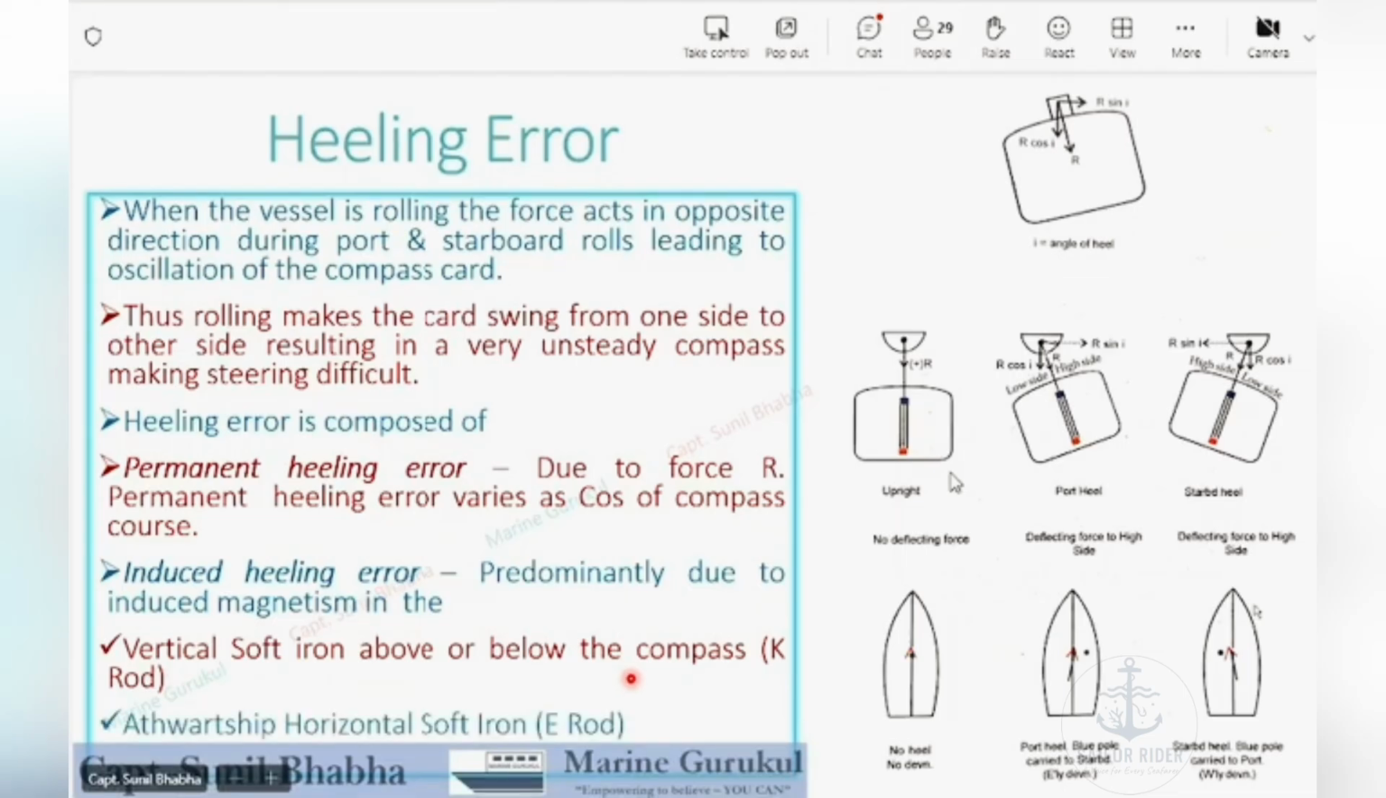The second structure which can generate induced heeling error is the athwartship horizontal soft iron. That is basically the athwartship beams or transverse beams on the ship. So this is also known as an E rod, Echo rod. So these athwartship horizontal soft iron also generate heeling error. Whenever the vessel heels, one end of the beam is closer to the compass, which is the high side, and one end goes far away from the compass, thus generating the heeling error.